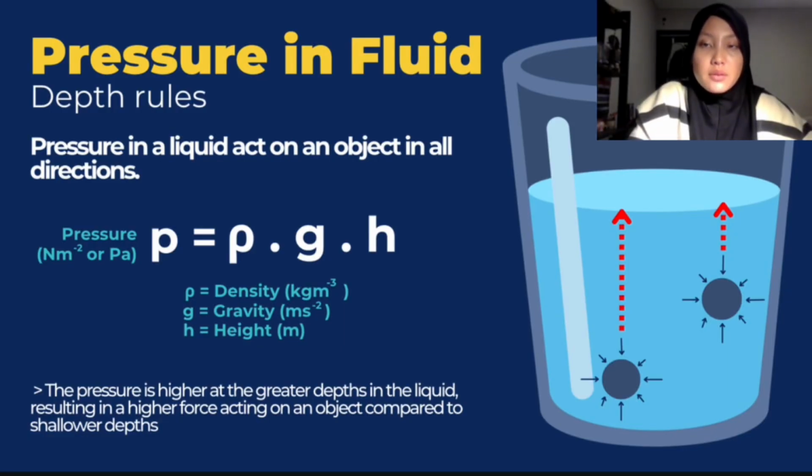If we use it on Earth, then it will be 9.81 m s⁻². And then there will be depth, which is this, or height in meters. The pressure is higher at greater depths in the liquid, resulting in a higher force acting on an object compared to shallower depths. This is the shallower depth, and this is the deeper depth, which means that the deeper depths have a greater pressure than the shallower depths.